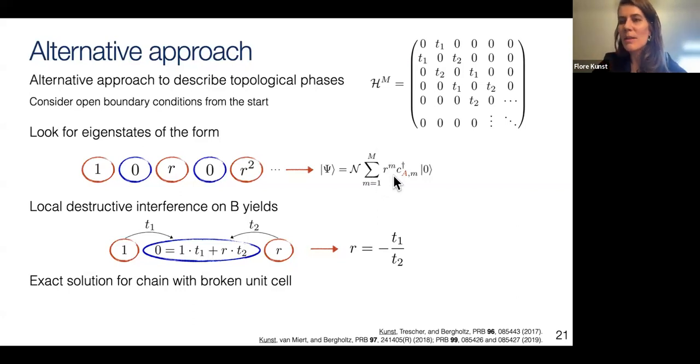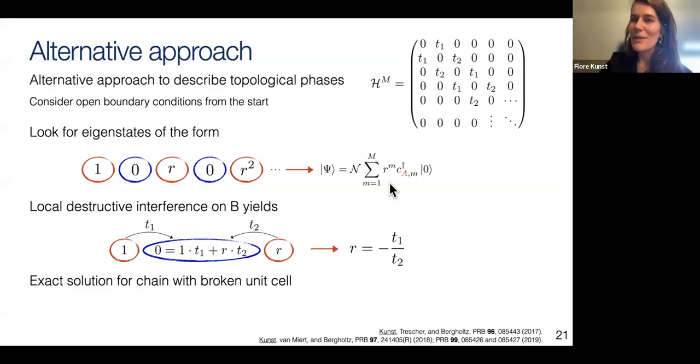So that's what this R basically tells you. It's the localization parameter, and you can actually make a connection directly with the localization length of this state via taking the log of 1 over R. That's also why, if the absolute value of R is 1, or if it's a phase, you see that the localization is the same in each unit cell. So then it has to be a bulk state. This is exact for systems with a broken unit cell.